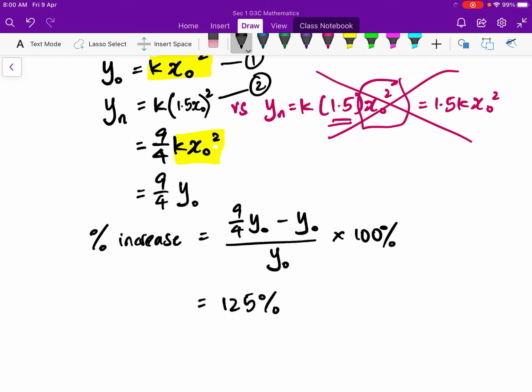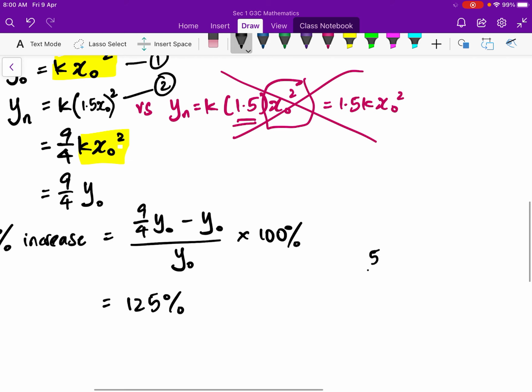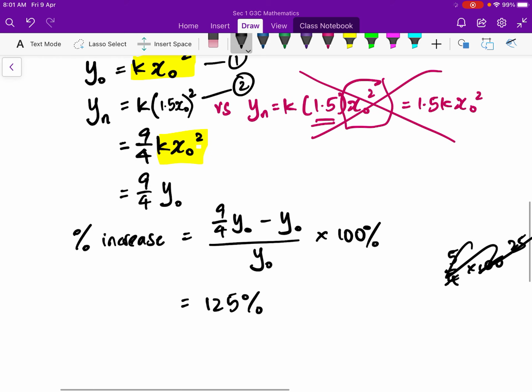Is this correct? I didn't bring my calculator. Somebody with a calculator, can you check? 5/4 times 100, 25, 125, okay, correct. So this is the percentage increase. When x increased by 50%, the other didn't increase by 50%, it increased by 125%. So much.